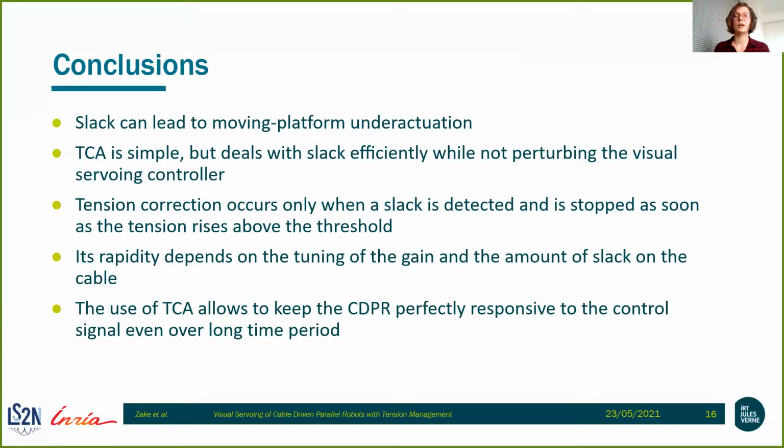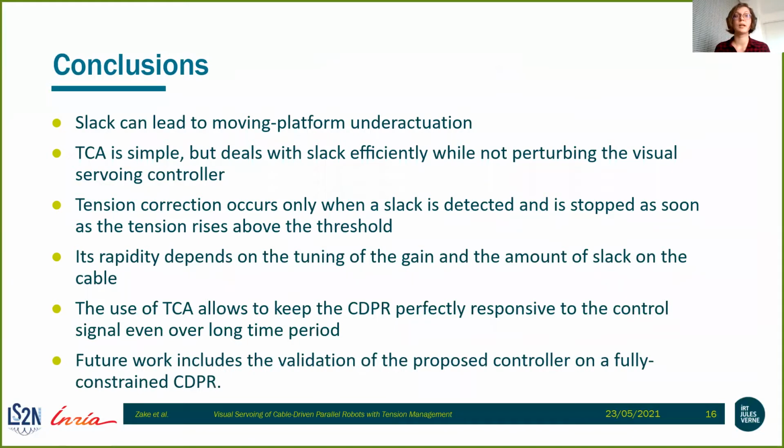The use of TCA allows to keep the CDPR perfectly responsive to the control signal even over a long time period. And future work includes the validation of the proposed controller on a fully constrained CDPR.